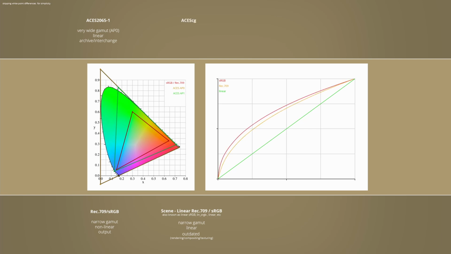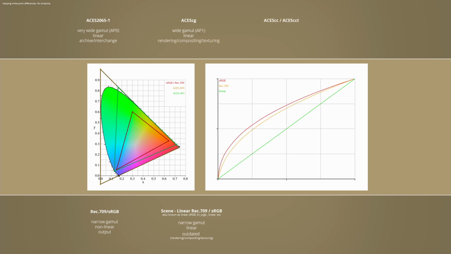ACES CG. As the name tells us, ACES CG is optimized for computer graphics and uses the AP1 primaries. This way, ACES CG is able to get an extremely wide gamut without breaking energy conservation. Additionally, ACES CG uses the linear transfer function, which is exactly what we want for rendering, compositing, and texturing.